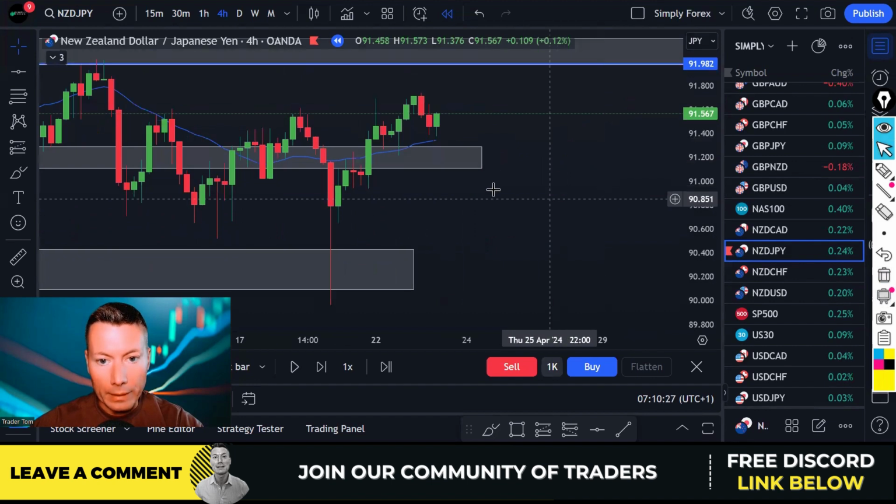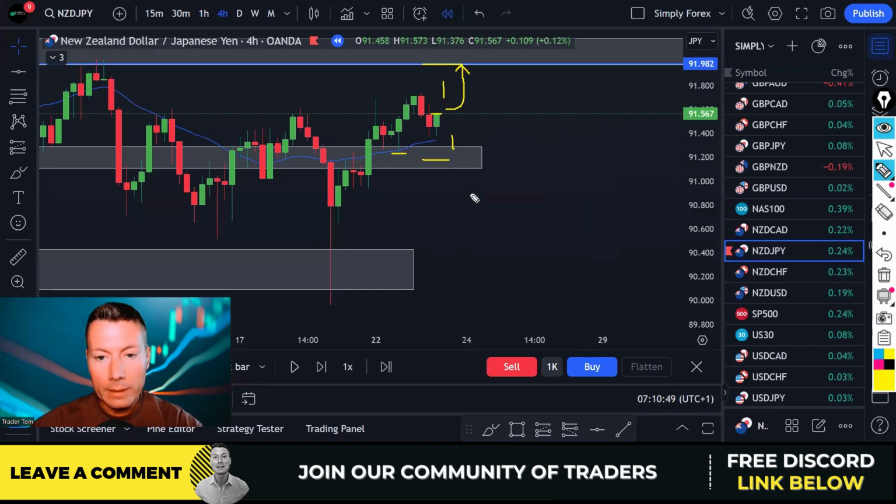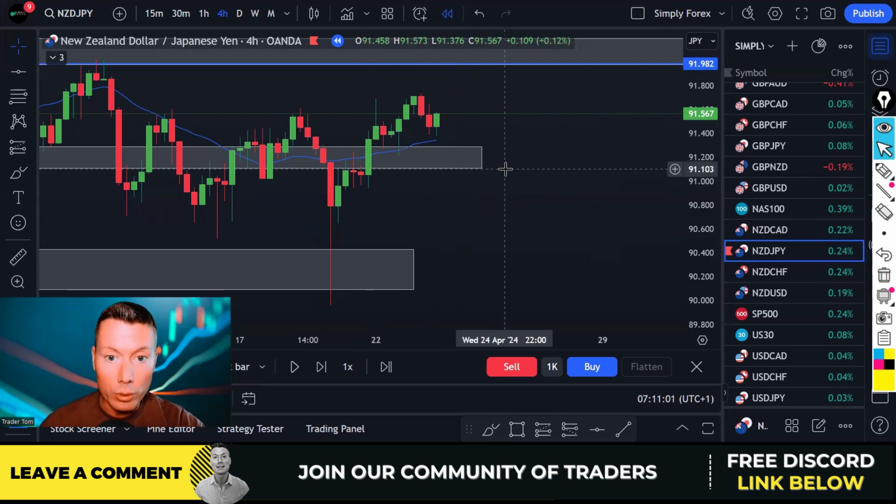Also, there's more things. So I like the fact that if I enter here, I could put my stop here, but what it allowed me to do is I didn't put my stop there. I entered here. I could put my stop below this swing low, and I could still get a risk to reward of 1:1. All right, so there were a lot more things that I liked on New Zealand yen compared with Canadian dollar yen.